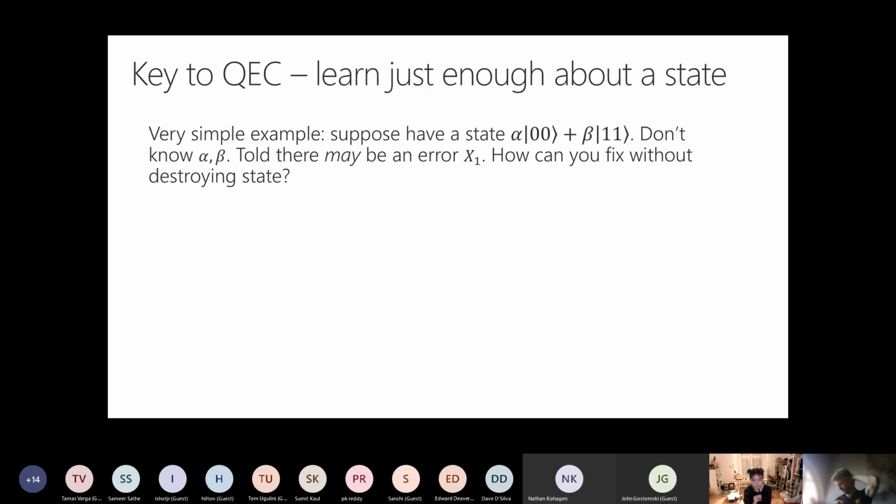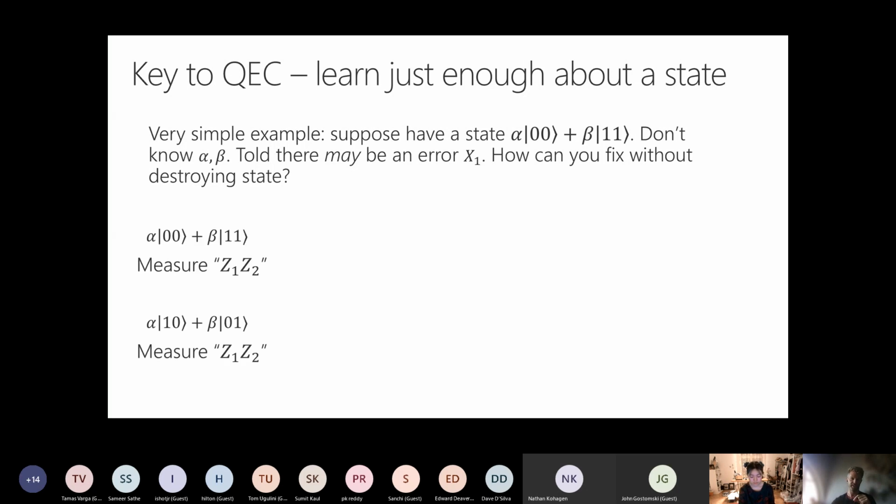And suppose that we are told that there's only one possible error that can occur: either an X is applied to the first qubit or it's not. Our goal is going to be to come up with an error correction scheme for this scenario. So we're going to measure something, and then depending on the outcome of that measurement, we're going to do something to fix a potential error that may have occurred. In this case, the thing that we do is measure the parity. Let's see how that works.